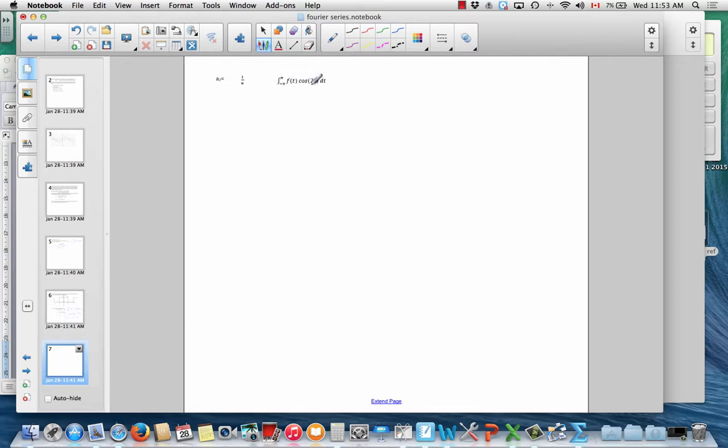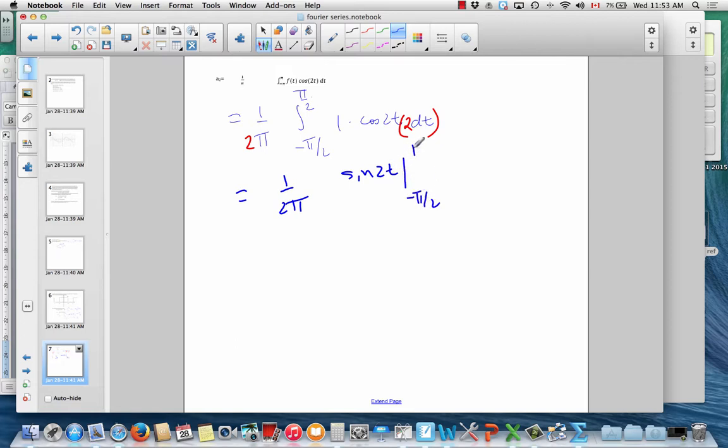Next, the a2 coefficient, we're integrating cos 2t. Well, once again, that integral is 0 except between minus pi over 2 and positive pi over 2. And then it's 1 times cos 2t. So to integrate that, we need a factor of 2 here, and I balance that with a 2 out in front. So it's now 1 over 2 pi. This is cos of u du, so that will be sine of u. And I've got to evaluate that from minus pi over 2 up to pi over 2.